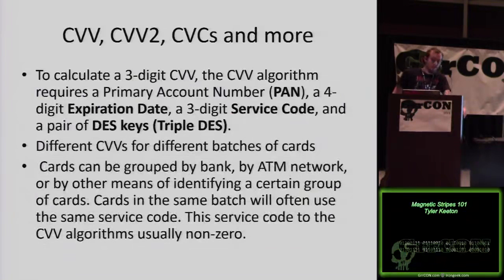So CVVs. CVVs are calculated using an algorithm from the PAN, the expiration date, the service code, and then the card issuer uses a pair of DES keys as well to encrypt it. There's the CVV on the back of your card, and then there's the one that's encoded on the mag strip itself. Different CVVs for different batches of cards. So a card issuer makes, I don't know, like 200 cards, for example. They'll typically use the same CVV and then roll over for the next issue.